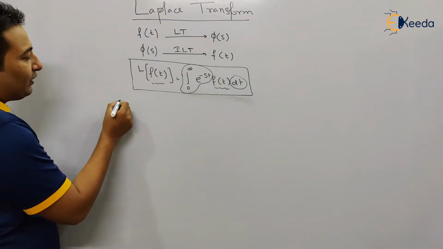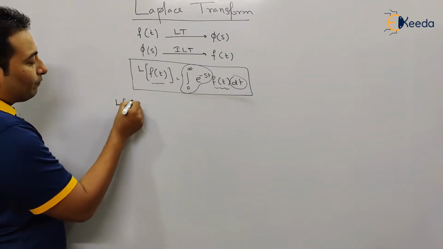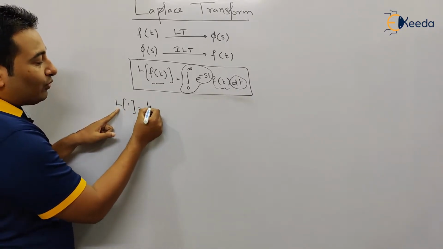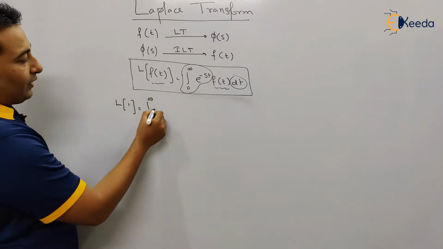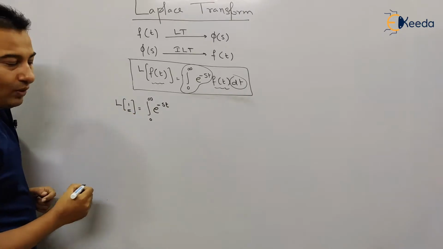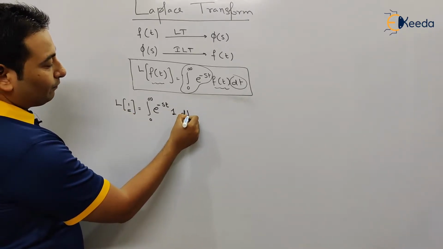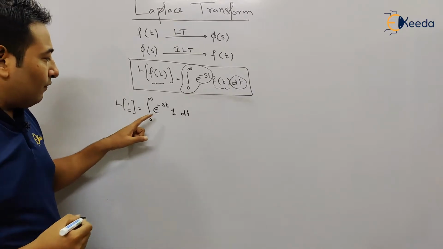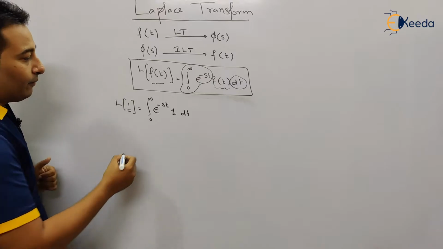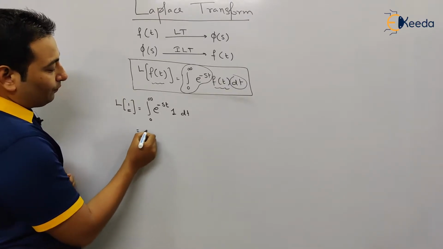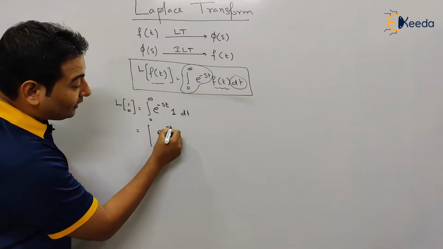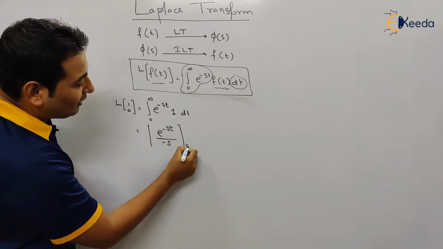The first example that we're taking is Laplace of 1. Laplace means we are going to integrate from 0 to infinity e raised to minus st times whatever the function is, that is 1. So 1 will come here into dt. Only the function will change. Here we need to find the Laplace of 1. So let's integrate. The integration of e raised to minus st is e raised to minus st upon minus s. It's a very simple integration.